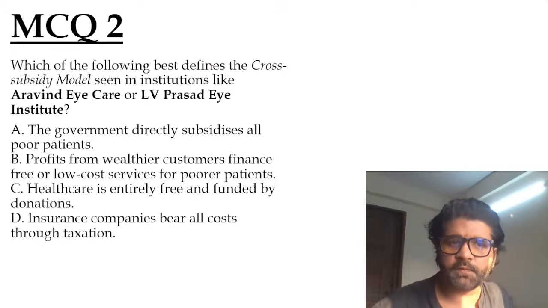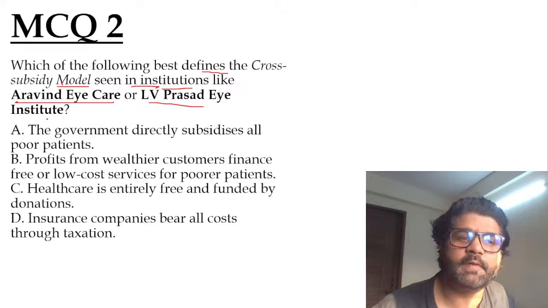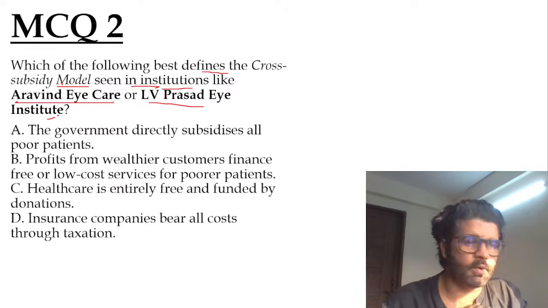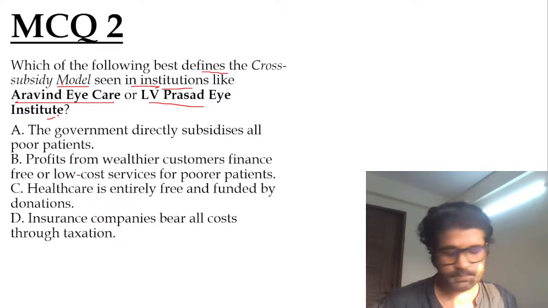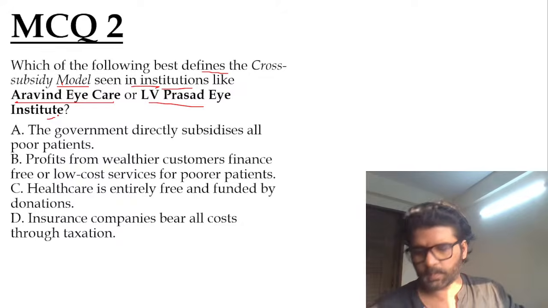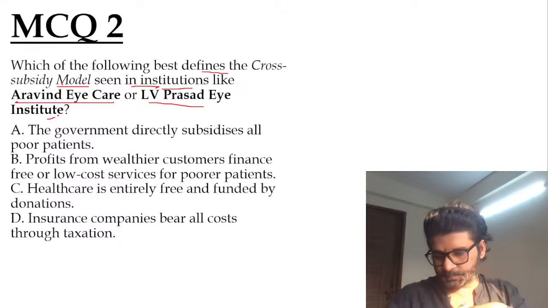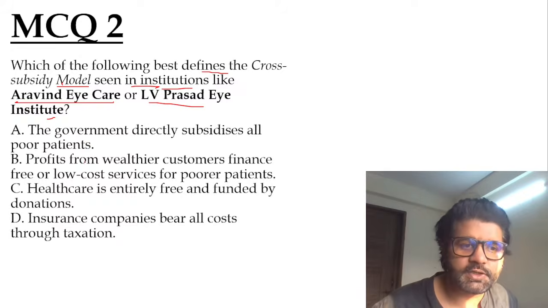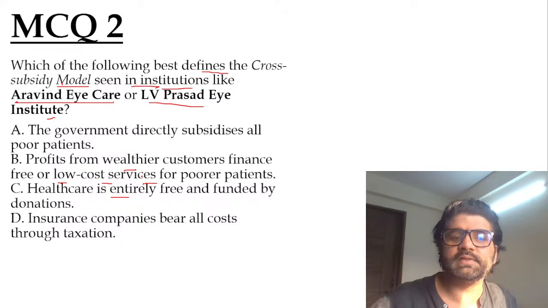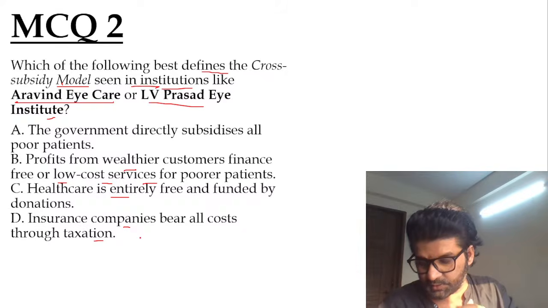Then you have MCQ 2. Which of the following best defines the cross-subsidy model seen in institutions like Arvind Eye Care or LV Prasad Eye Institute? What is the cross-subsidy model, guys? Rawls, Pareto. The government directly subsidizes all poor patients. Profits from wealthier customers finance free or low cost services for poor patients. Healthcare is entirely free and funded by donations. Insurance companies bear all costs through taxation.